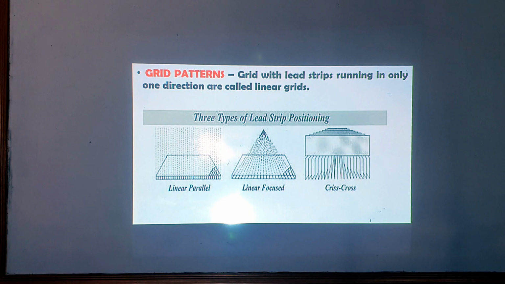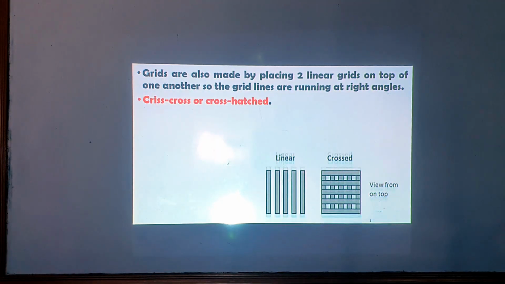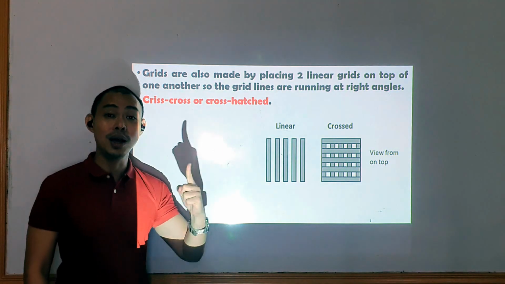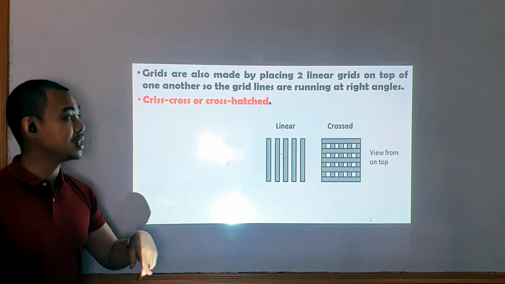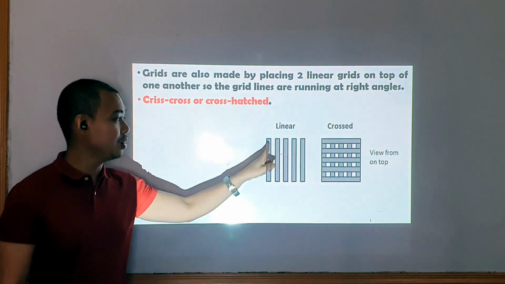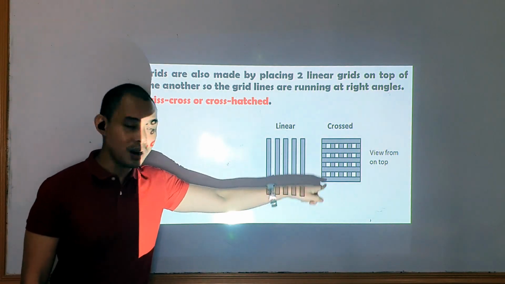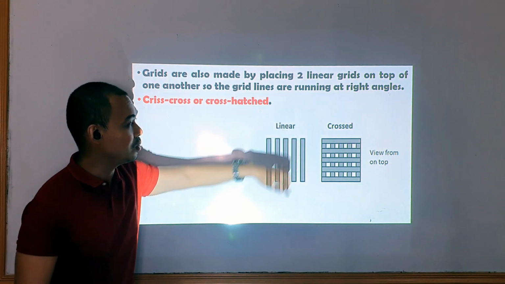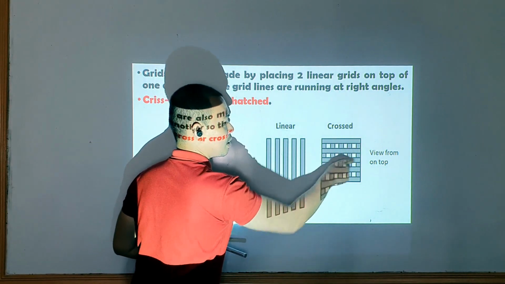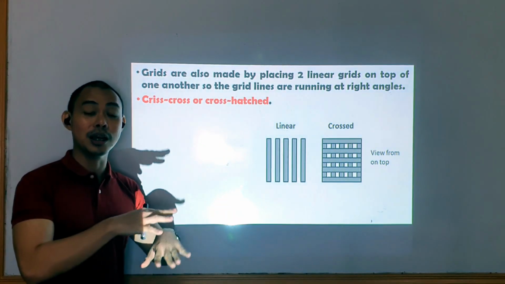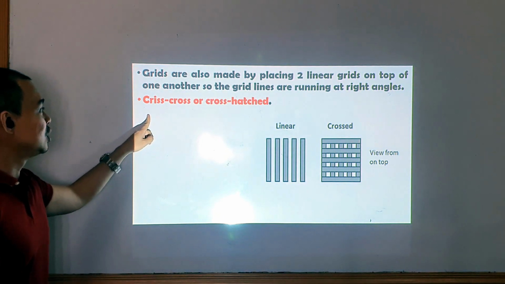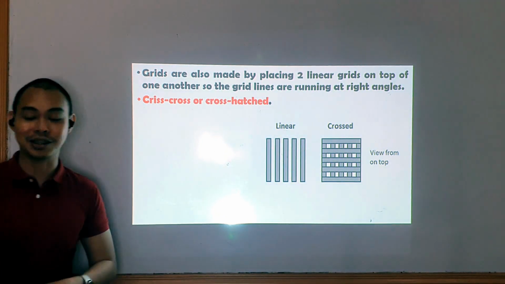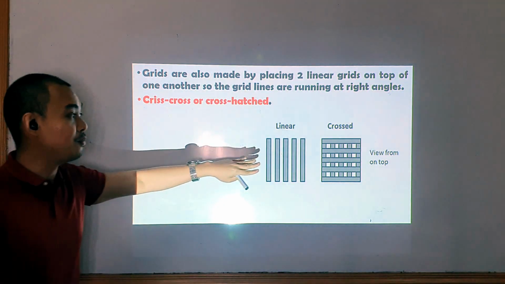And then we have different grid patterns. Grids with lead strips running only in one direction are called linear grids. So this is an example of a linear grid, one direction only. But if we place two linear grids in opposite directions, another linear grid on top of this one but in an opposite direction, like this, these are linear grids placed on top of each other in opposite directions. It is now called your crisscross or your crosshatch. So this is the view on top.